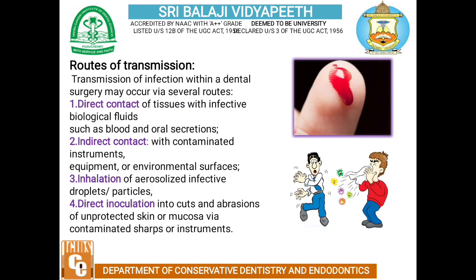Routes of transmission. Transmission of infection within a dental surgery may occur via several routes. 1. Direct contact of tissues with infective biological fluids such as blood and oral secretions. 2. Indirect contact with contaminated instruments, equipment, or environmental surfaces. 3. Inhalation of aerosolized infective droplets or particles. 4. Direct inoculation into cuts and abrasions of unprotected skin or mucosa via contaminated sharps or instruments.